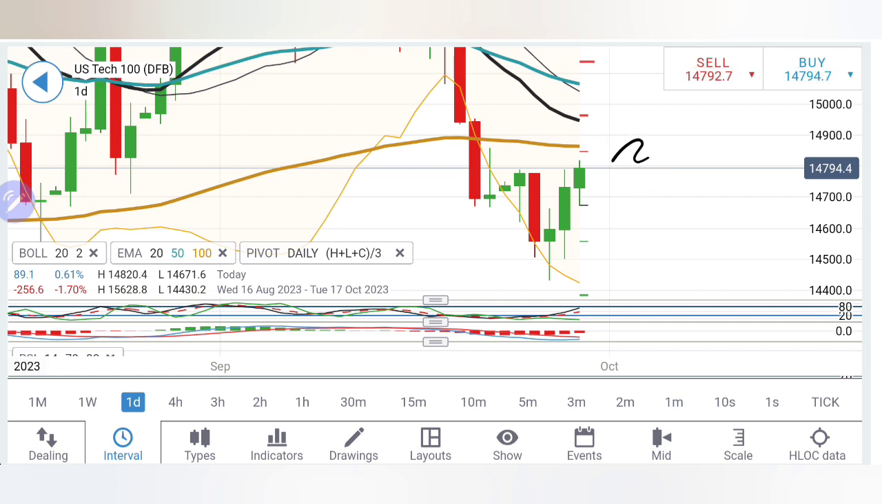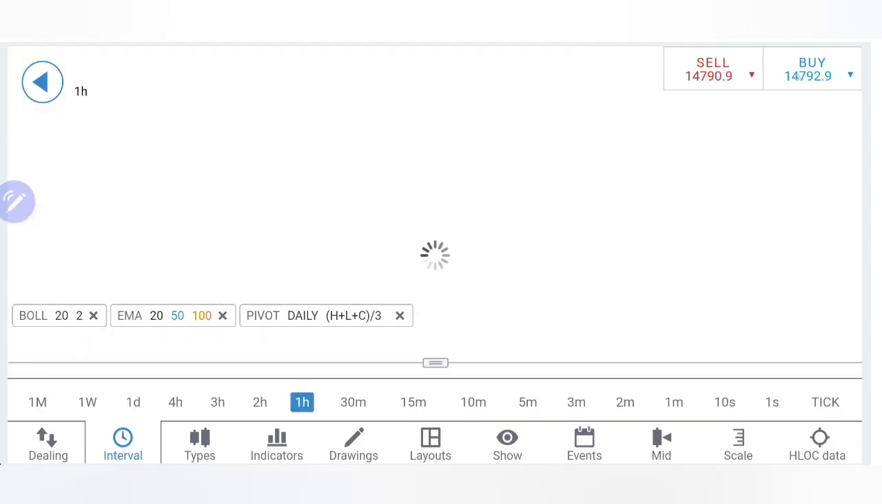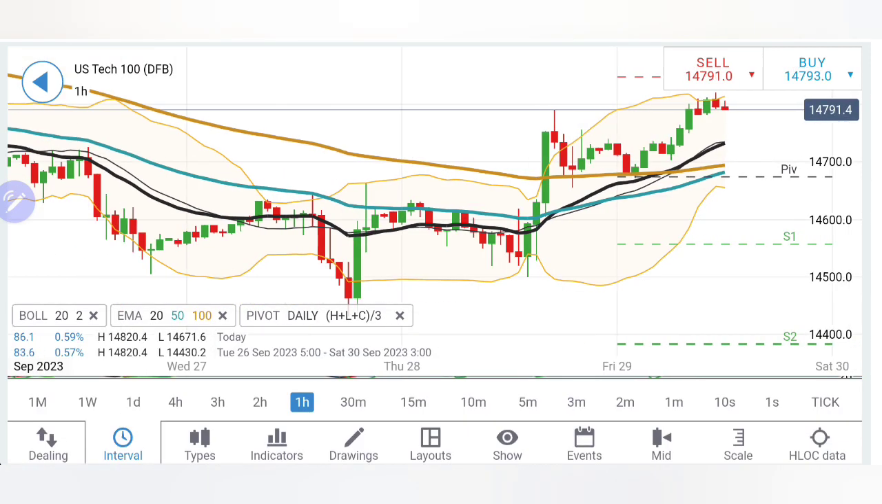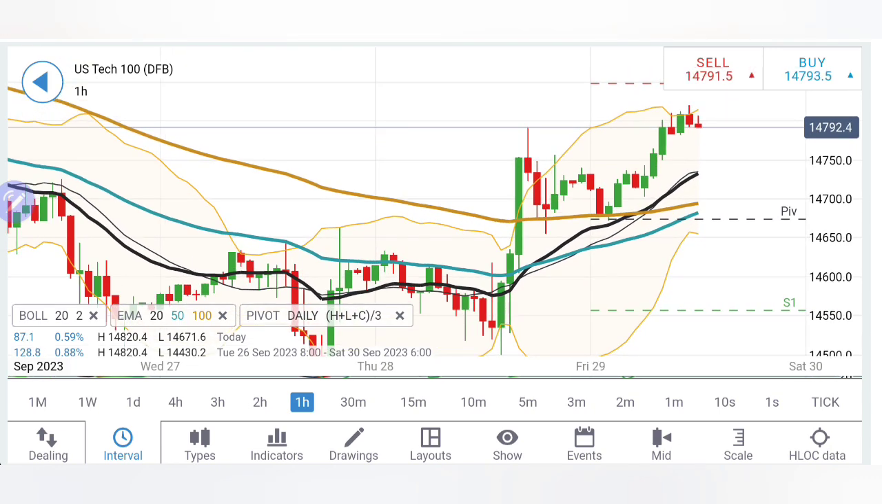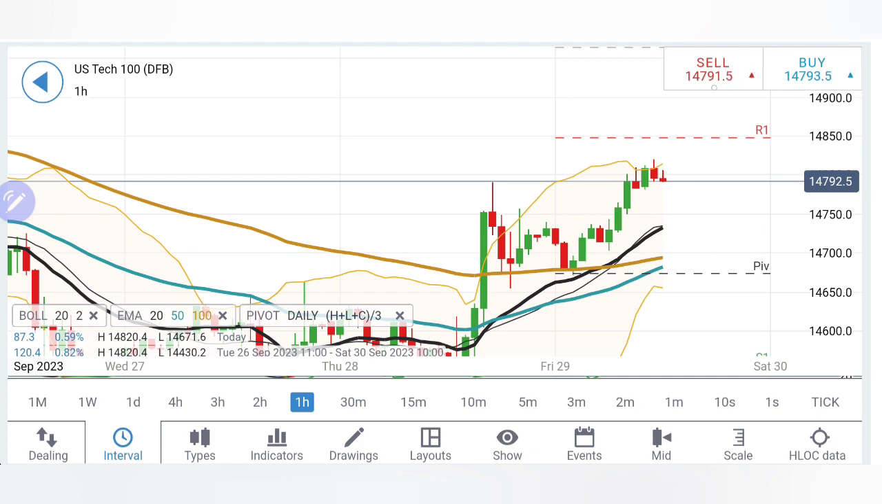What can we expect from US 100 today? We will see with the help of charts and indicators. Do watch till the end. First, we'll start with the hourly charts and we'll move towards the daily charts in the end. I will also give you the trading levels and strategy. Watch till the end.